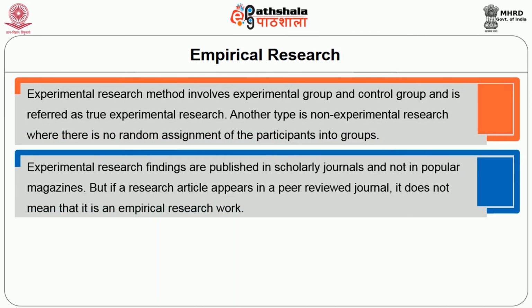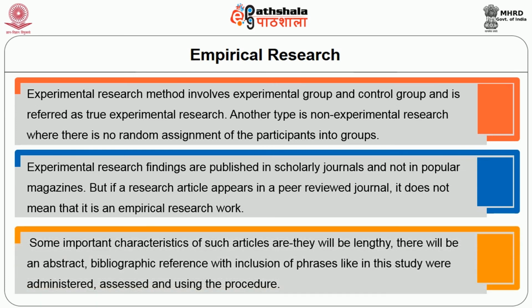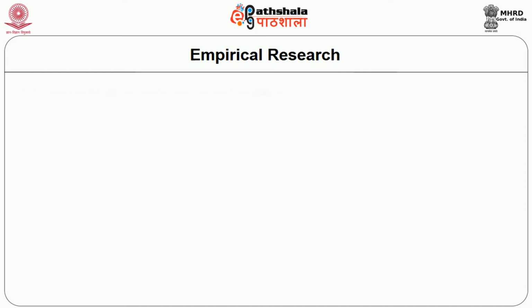Experimental research findings are published in scholarly journals and not in popular magazines. But if a research article appears in a peer-reviewed journal, it does not mean that it is an empirical research work. Some important characteristics of such articles are: they will be lengthy, there will be an abstract, bibliographic reference with inclusion of phrases like "in this study," "were administered," "assessed," and using the results. There are 7 criteria for empirical research.